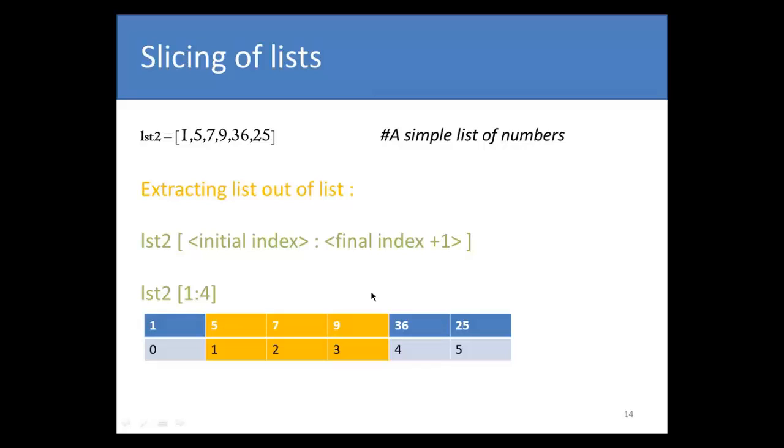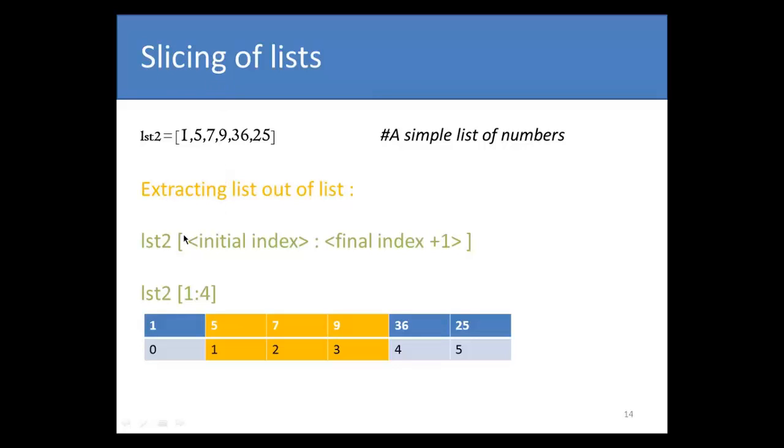So now we are here to slice the list. We have seen how to create a list, and then we have seen how to access the different elements of the list. But in some cases we may want to extract a list out of a list. For example, I want to extract only 5 to 9, only 3 numbers starting from the first element. For this we have a technique in Python known as slicing.